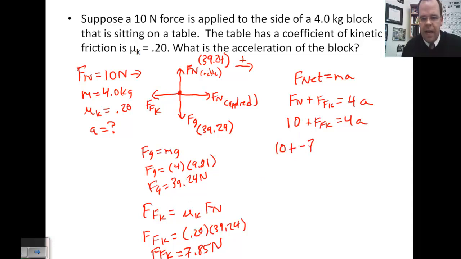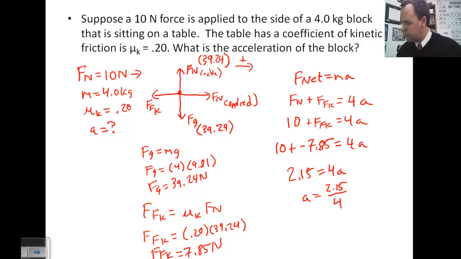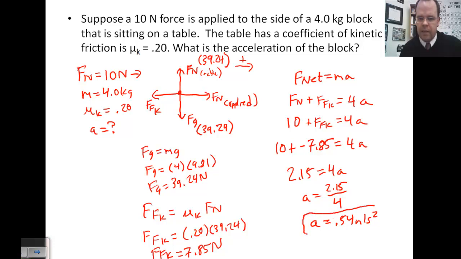So 10 plus negative 7.85 equals 4A. So 10 minus 7.85, 2.15 equals 4A. A will be 2.15 divided by 4, which comes out to 0.54 meters per second squared. It's going positive because it's going to the right, because there's more force to the right than to the left.